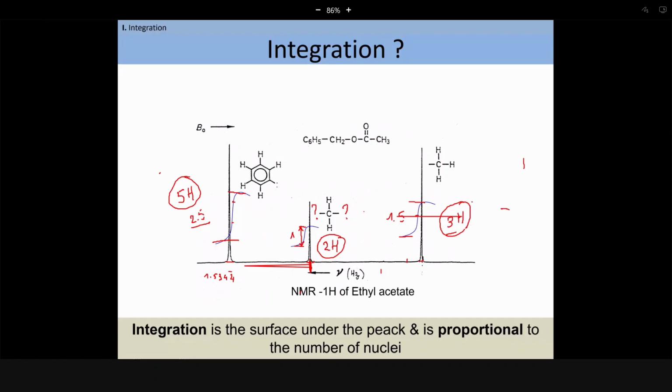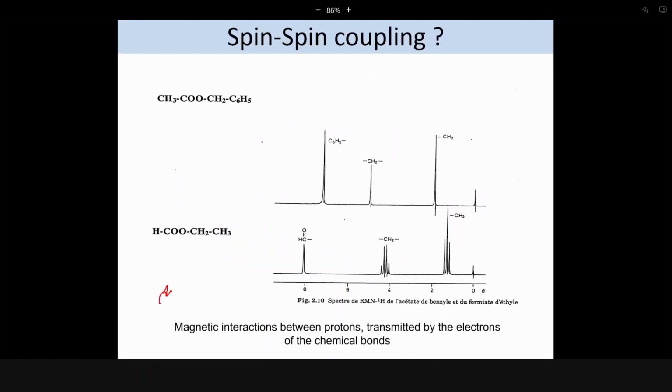So now there is a third information that we will learn to use, which is the shape of the signal. I mean, here I have one line, only one line here, and only one line here. So what does it mean? So this is what I call how to use the shape of the signals.